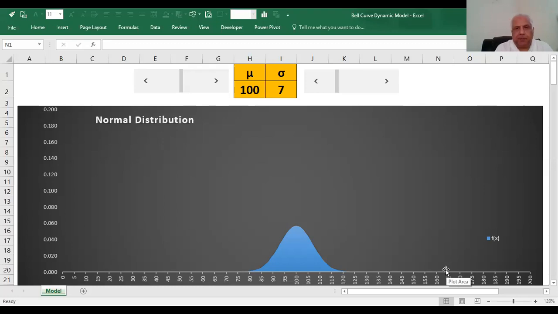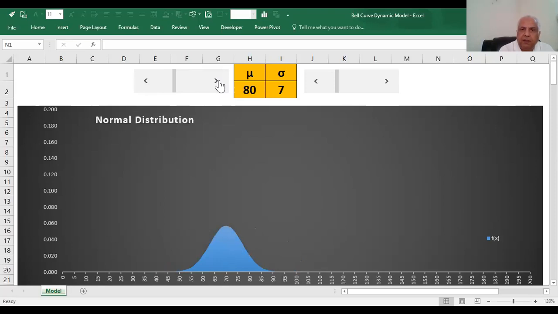Okay, this is a bell curve developed in the Excel sheet. It is sitting at 100, so mean is 100. And at the moment, in its present configuration, it has a standard deviation of 7. These are the buttons which will move this curve. Let's shift the mean left and right. So when we do that, it has become 90. And you see the bell curve has shifted to 90. Shift it more, 80, 70, 60.